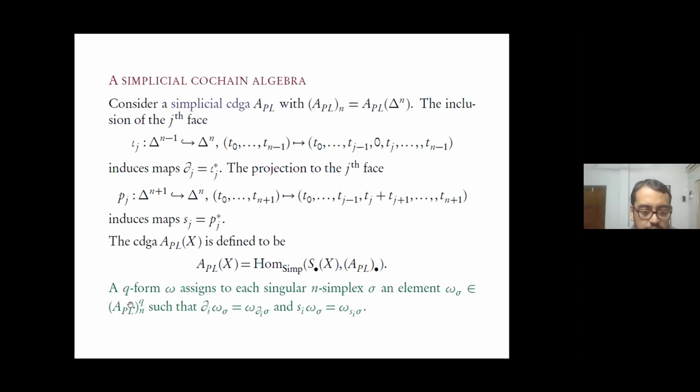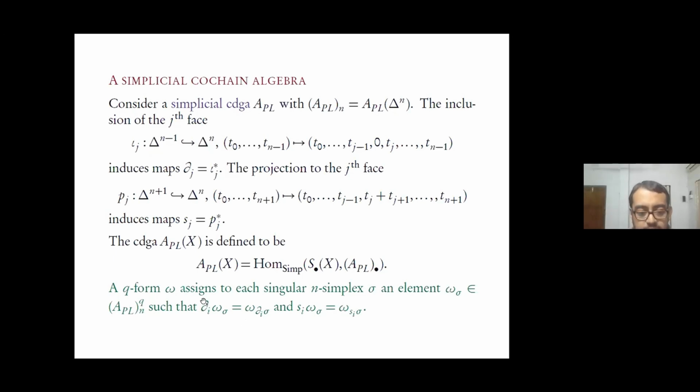So this is an element of A_PL^n, and the top q stands for the fact that this is a q form. So it's a polynomial form with rational coefficients of degree little q as a form, and it lives in the n simplex. So for every such n simplex in X, which is a huge set now, you have to basically assign one such element. This is an actual form.